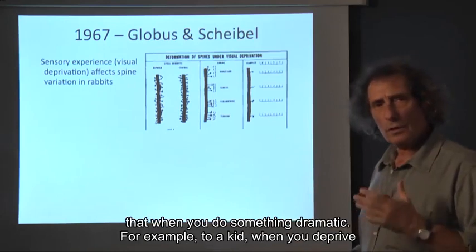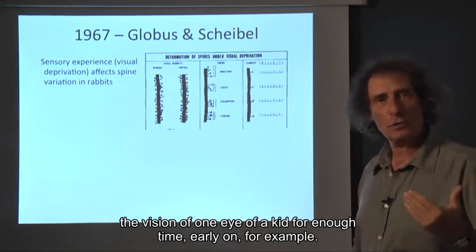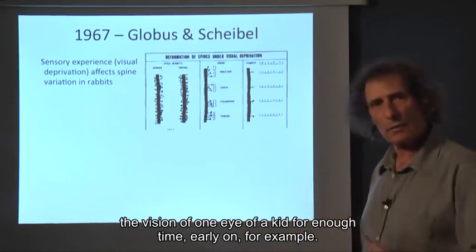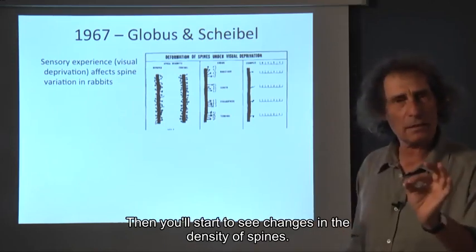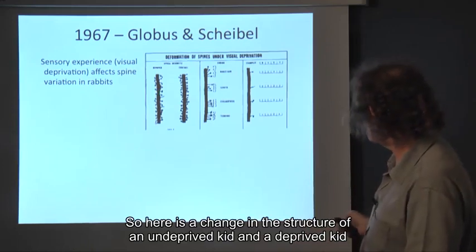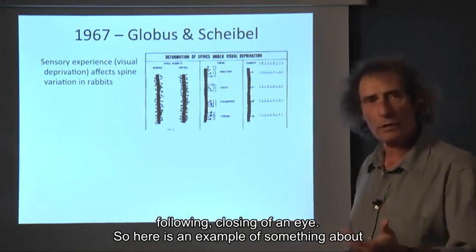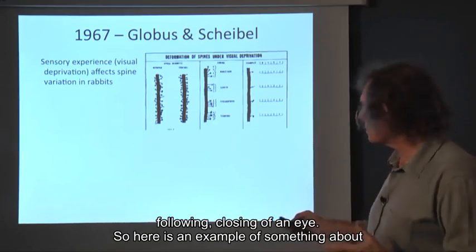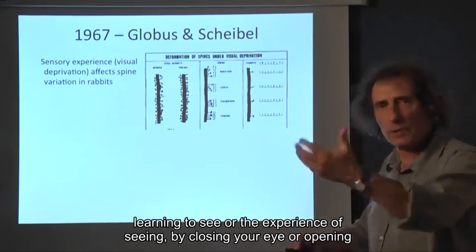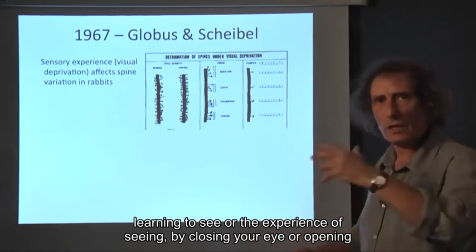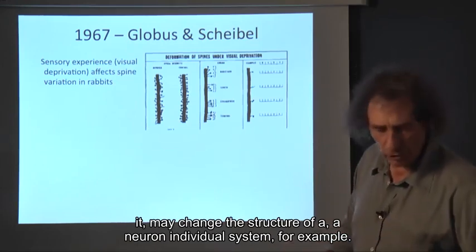many, that showed that when you do something dramatic, for example, to a cat, when you deprive the vision of one eye of a cat for enough time, early on, for example, then you start to see changes in the density of spines. So here is a change in the structure of an undeprived cat and a deprived cat following closing of an eye. So here is an example that something about learning to see or the experience of seeing by closing an eye or opening an eye may change the structure of a neuron in the visual system, for example.